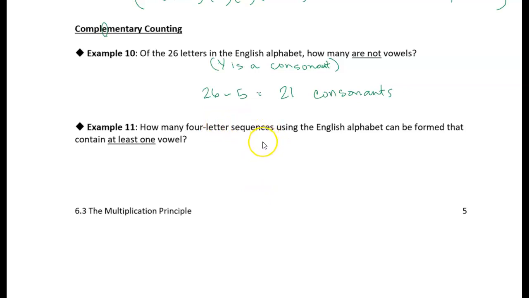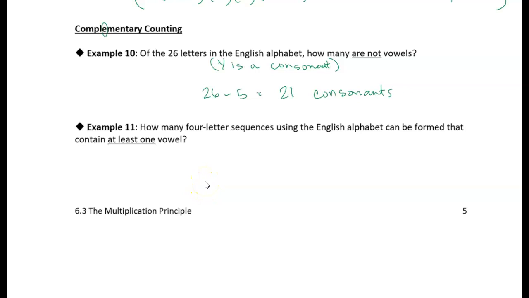You're counting the opposite of what you want and subtracting it from the total number of ways. And oftentimes in counting problems, that's the way to go. It's much easier to count what you don't want and then subtract from the total. So let's take a look at example 11. Since example 10 was so easy, here's one that's not quite as easy.